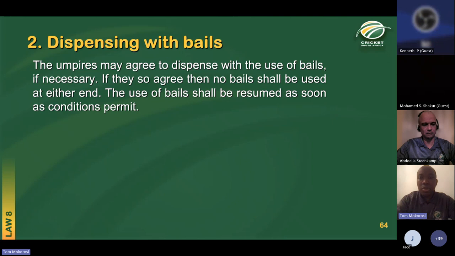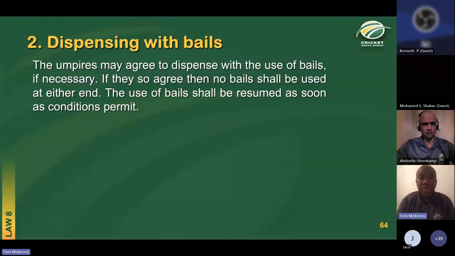Sorry, Yaku. The wind blew off one or both bails? Either or, one or two, but okay. The batter then plays onto his wicket, and specifically the one where the bail has been removed by the wind.